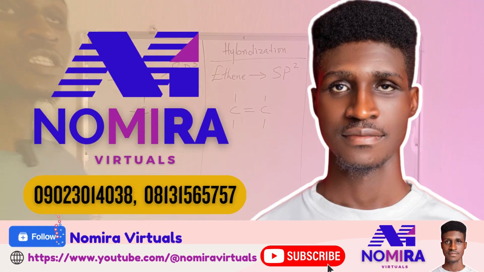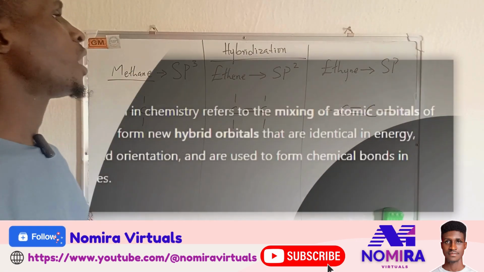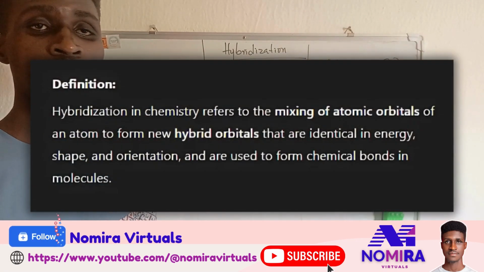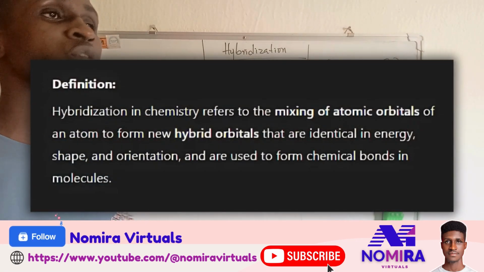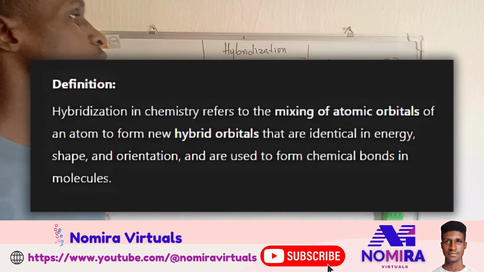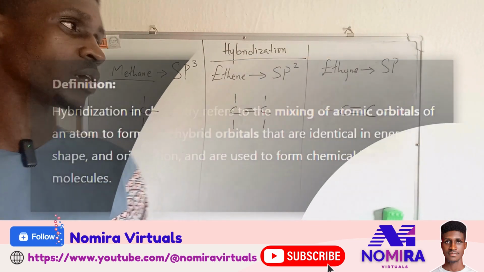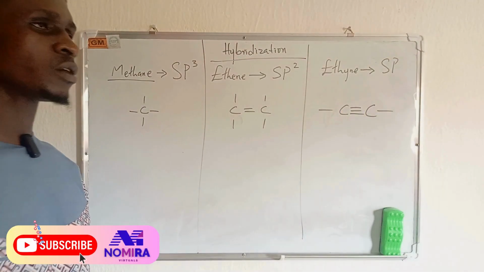Today I want to teach us about hybridization. Hybridization is about mixing of two or more orbitals to form a new set of orbitals. The new orbitals that are formed are called hybrid orbitals. Then what are these orbitals?